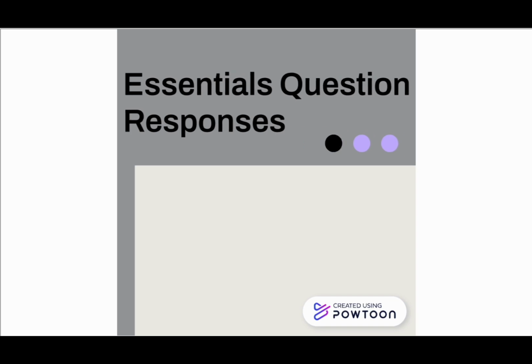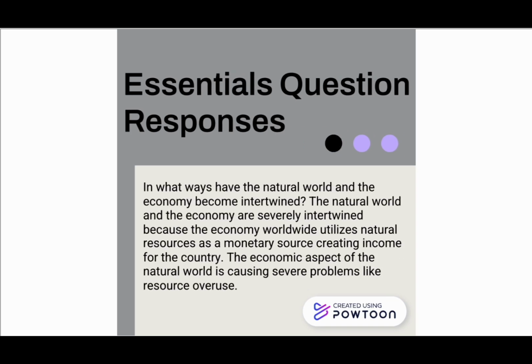Our next question says, in what ways have the natural world and the economy become intertwined? The natural world and the economy are severely intertwined because the economy worldwide utilizes natural resources as a monetary source, creating income for the country. The economic aspect of the natural world is causing severe problems like resource overuse.